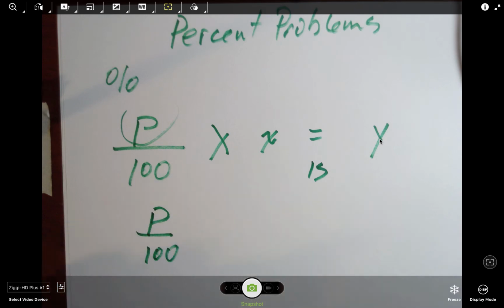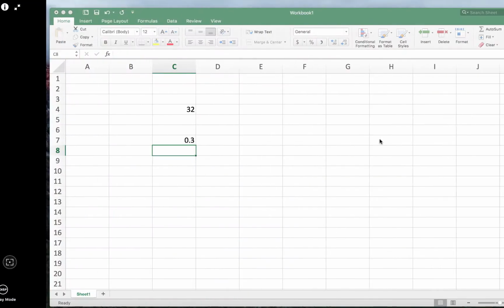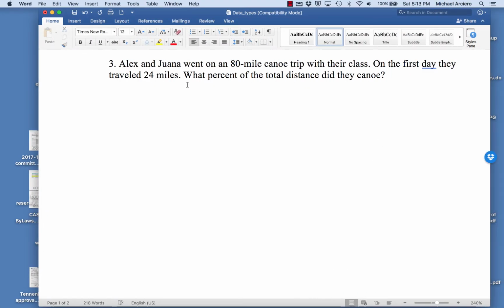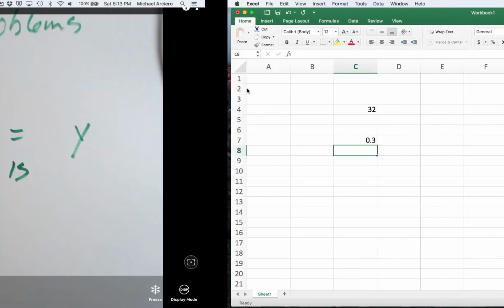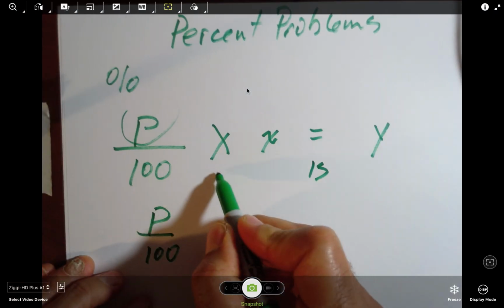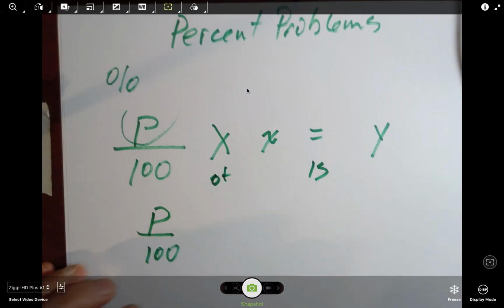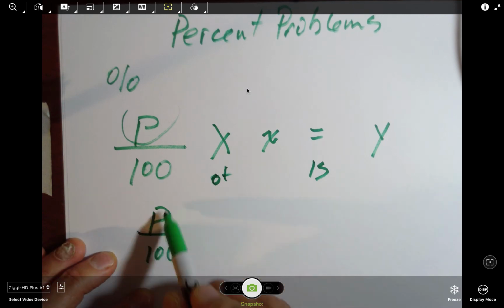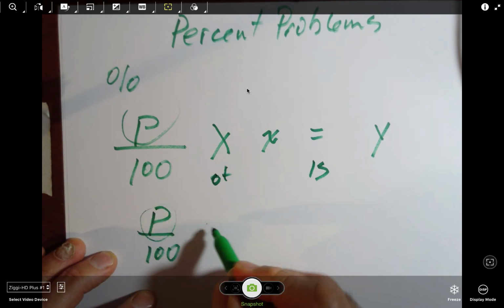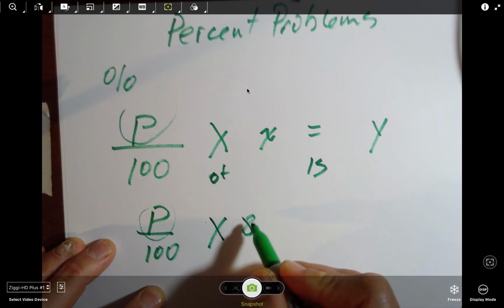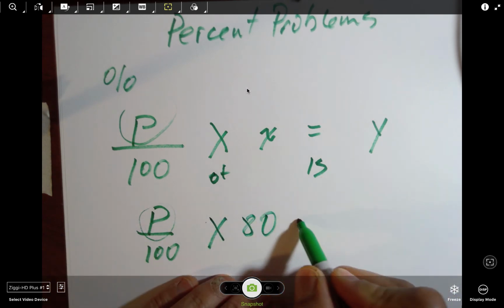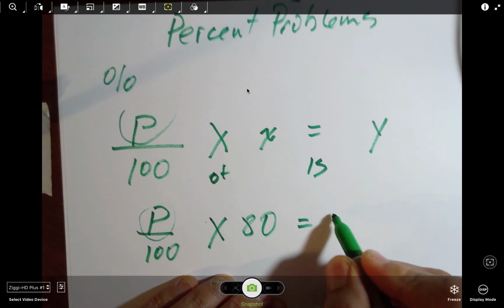So what percent of the total distance? Okay, so of is multiply, of the total distance, which is 80. So what percent of 80 is, which means equals, 24.